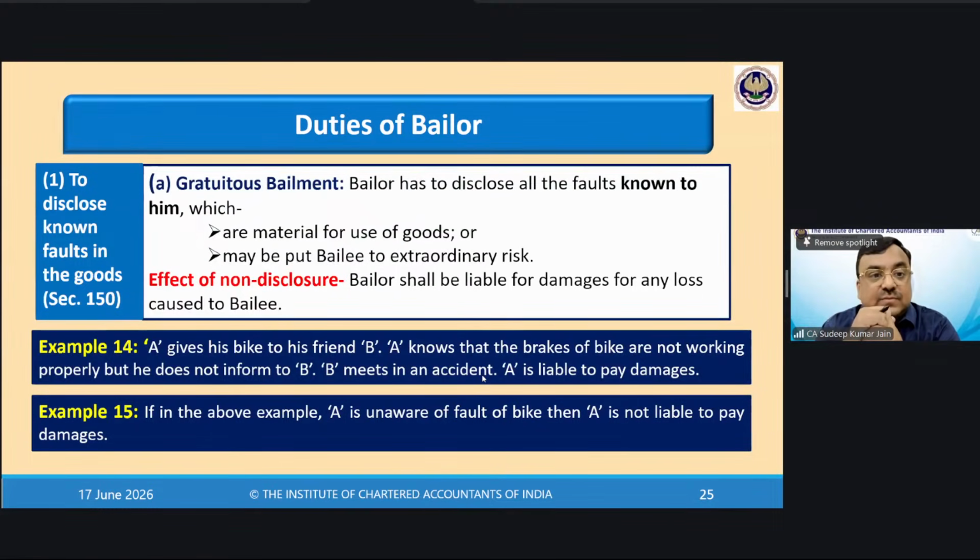Duties of bailer: to disclose known faults in the goods. Please note down, or underline, what I will point out during the discussion. In gratuitous bailment, that is without consideration, it is the duty of the bailer to disclose all the faults which are known to him.